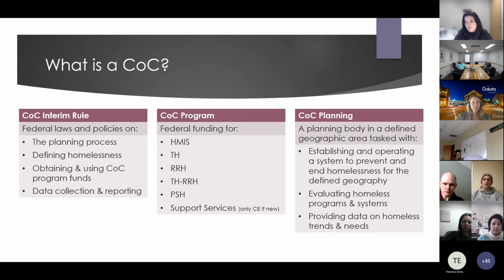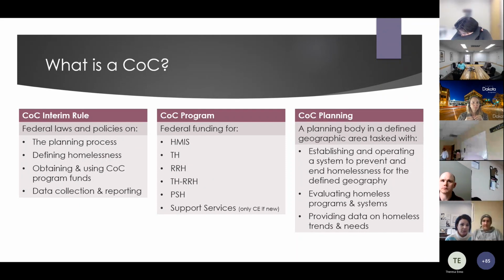The program itself is the homeless funds used to support individual homeless programs. COC funding can be used for the Homeless Management Information System, transitional housing, rapid rehousing, a joint transitional housing and rapid rehousing component, permanent supportive housing, which is broken down into two sections. Permanent supportive housing is one, and rapid rehousing is the other piece of permanent housing. And then the last one is supportive services only.